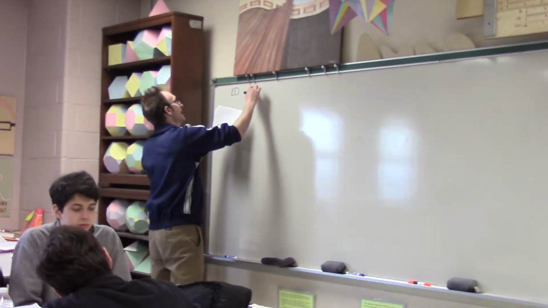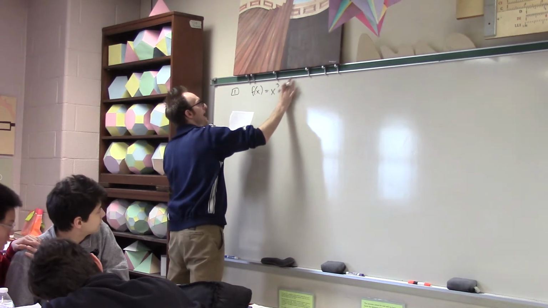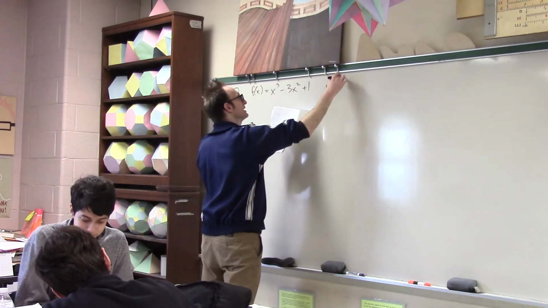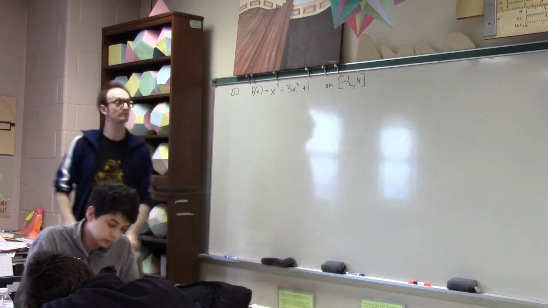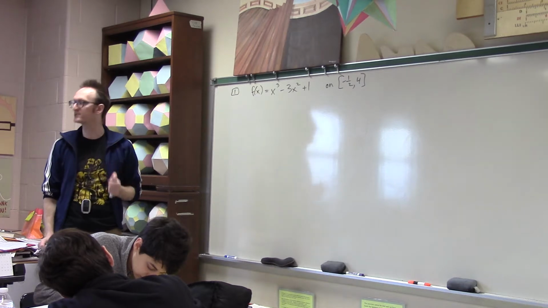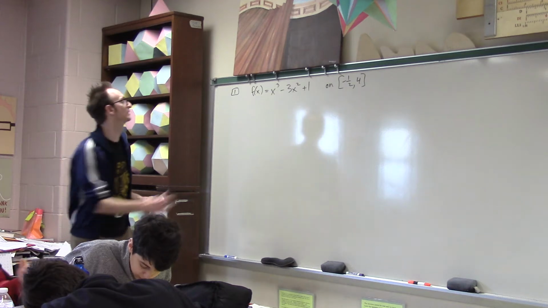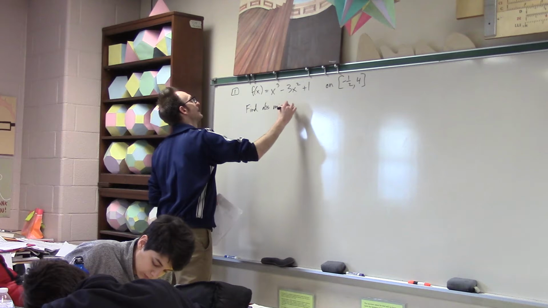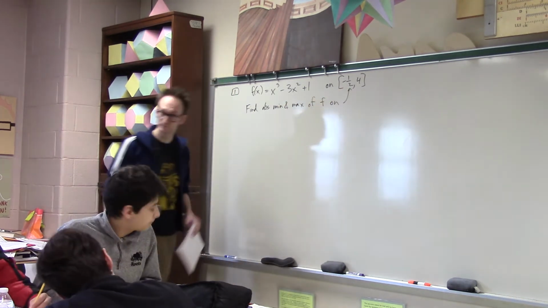All right, let's go. Here I have a function for you: f of x equals x cubed minus 3x squared plus 1, and we are going to look for this on the interval -1/2 to 4. Oh, I should say what the goal is. The goal is to find the absolute minimum and maximum of f on this interval.